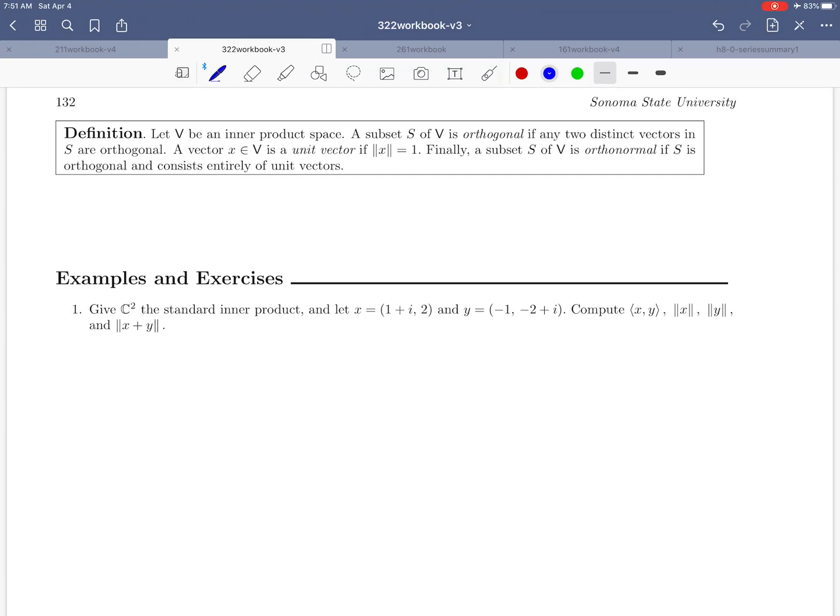Hello everybody, and welcome to the top of page 132 in the workbook. And we're going to take a look at a definition that's going to kind of pave the way for what we want to do in the next section. All right, so let's read this together. There are two pieces to it.